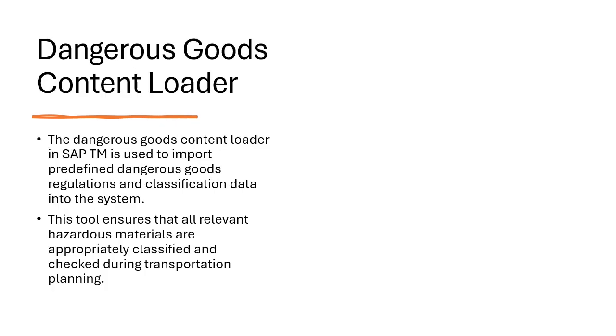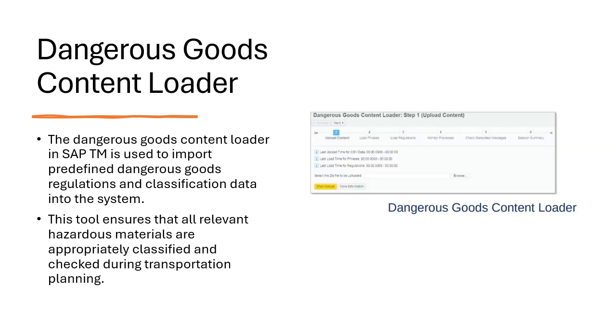And next is the dangerous goods content loader. So this in SAP helps companies to load dangerous goods data into the system efficiently. It also simplifies the process of maintaining the dangerous goods classification and characteristics by importing standard regulatory data. And this image shows how the dangerous goods content loader works, showing the interface where users can upload dangerous goods data and classification to ensure accurate checks and compliance.